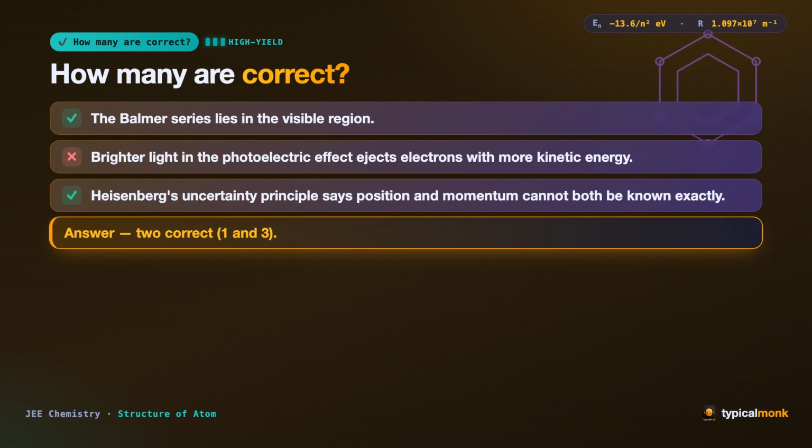Balmer truly is the visible series, and Heisenberg truly does forbid knowing both at once. But the second one falls. Brightness only changes how many electrons come out, never their energy. That comes from frequency alone. That reversal is the trap, and now it will not get you.